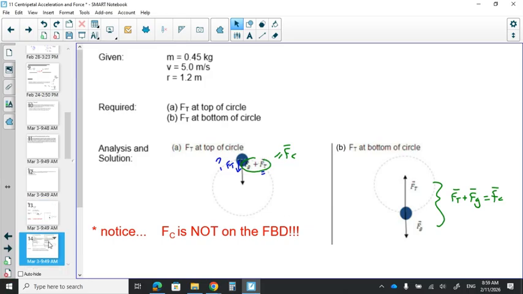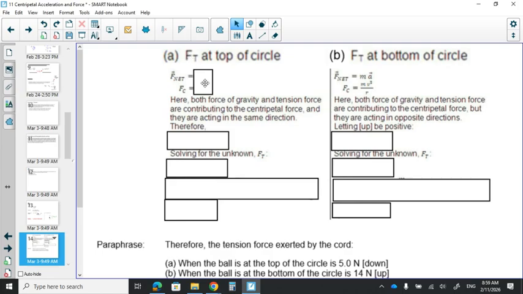All right, so at the top of the circle, we know the net force is the centripetal force, and we know centripetal force is mv squared over r. So we can just do the calculation. We have our centripetal force equals the tension force plus the gravity force. That's our F net equals all of the forces added up. And so we solve for that unknown tension force and we get values.